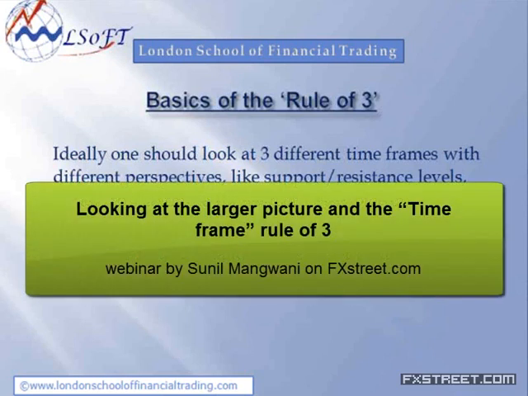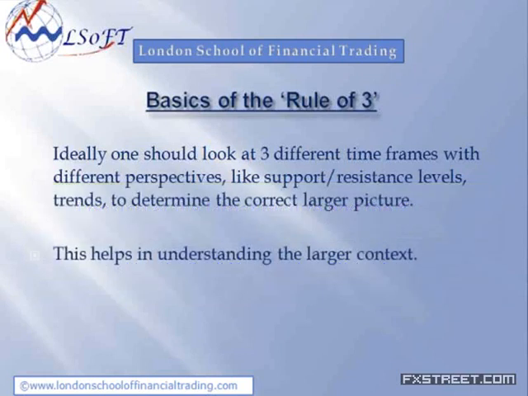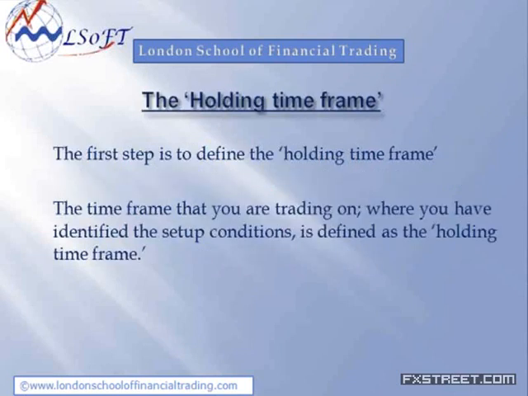Now, ideally, the rule of three says that you should look at three different time frames with different perspectives. You cannot look at the trend on three different time frames. You have to look at levels of support resistance. You have to look at trends. Maybe you can look at trend lines, Fibonacci levels, whatever. But the correct larger picture is when you look at different time frames for different perspectives. It helps in understanding the larger context of the picture.